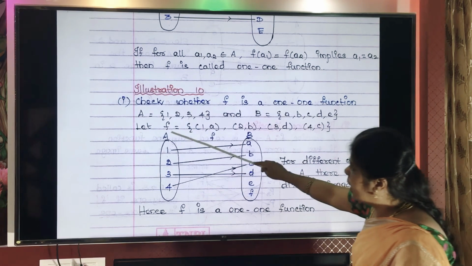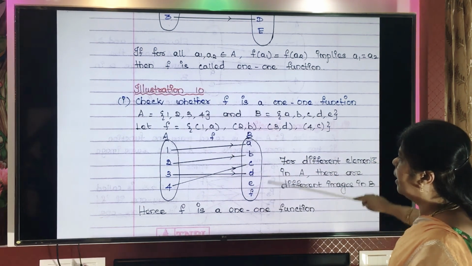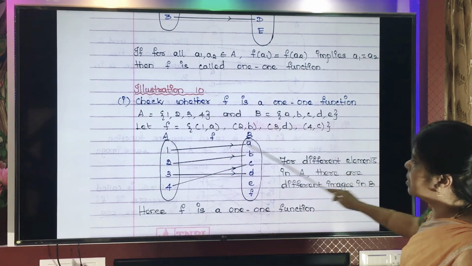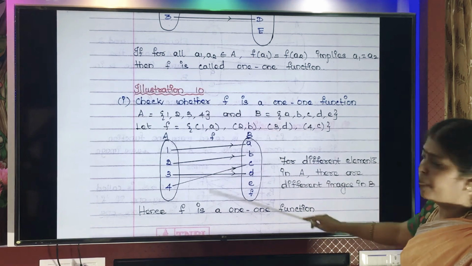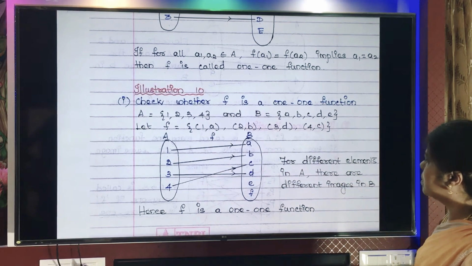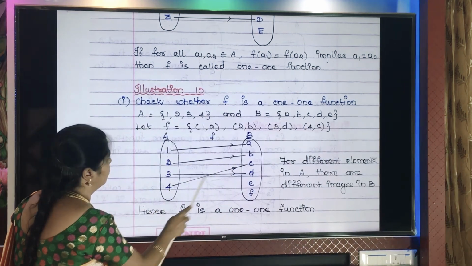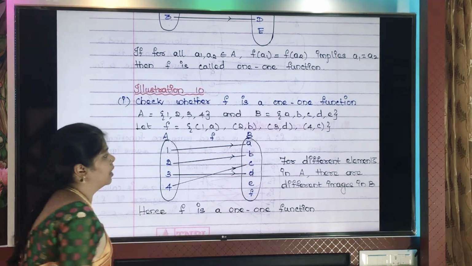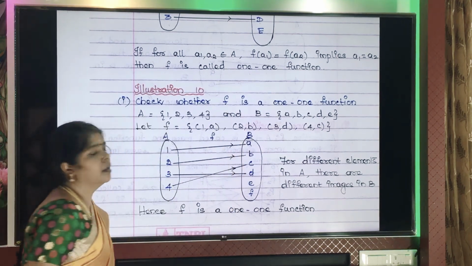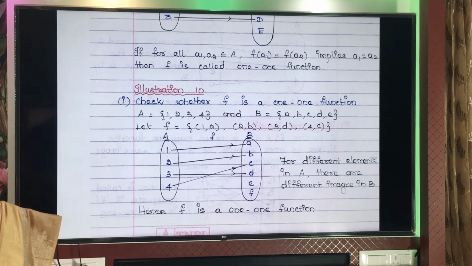Write all the elements of set A on the left hand side and set B elements on the right hand side. As per the given ordered pairs, start mapping them: 1 to A, 2 to B, 3 to D, 4 to C. See children, for distinct elements in A, we have distinct images in B. For each element of A, there is a different image in B. Therefore, this is a one-to-one function.